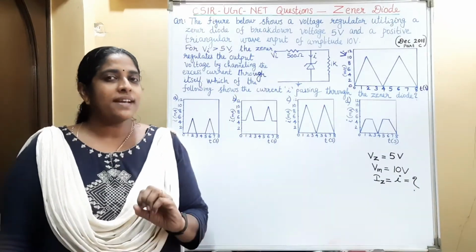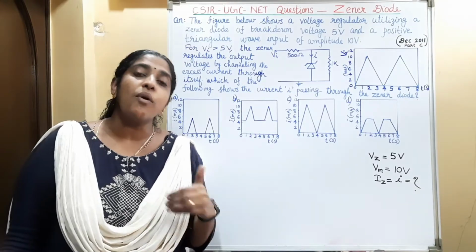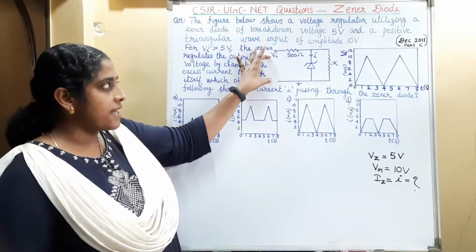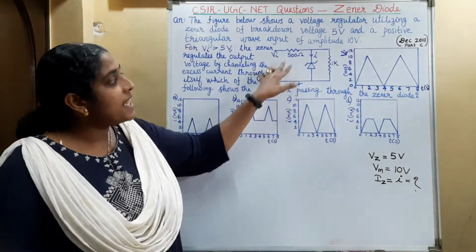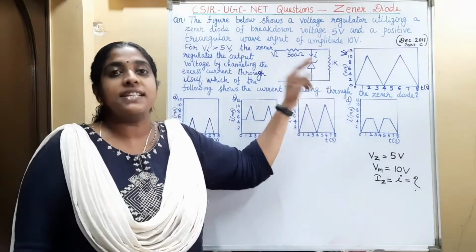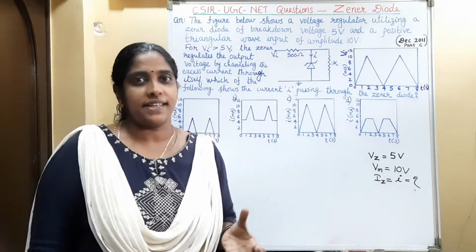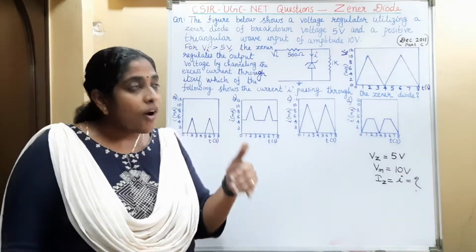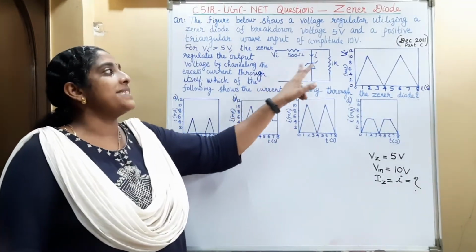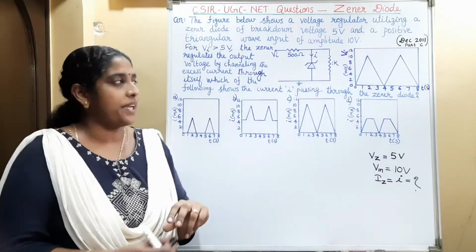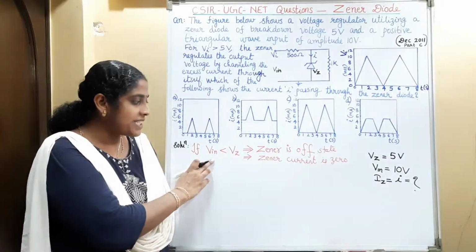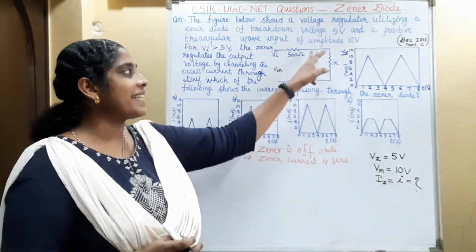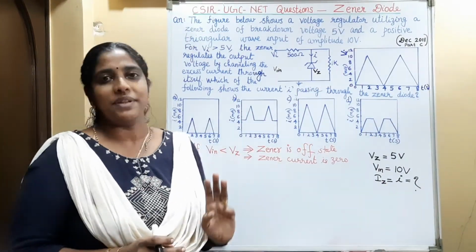Here we are using the concept of on and off state of Zener diode. If the input voltage in this circuit is less than this Zener voltage, the Zener is in the off state. Then for the Zener to be in on state, this input voltage must be greater than the Zener voltage. That is, if the input voltage is less than the Zener voltage, Zener is in the off state and the current passing through the Zener diode will be 0.